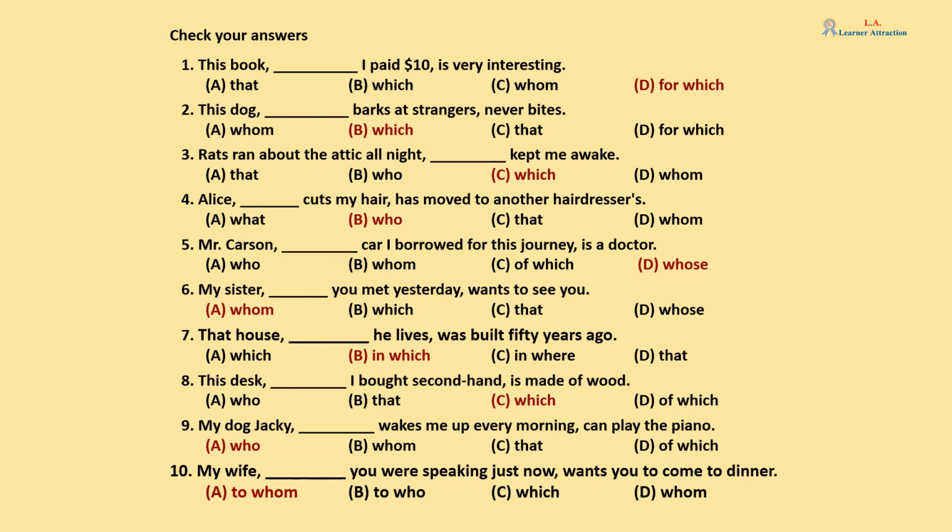Question number 4. B. Who? Alice, who cuts my hair, has moved to another hairdresser's. Question number 5. D. Whose? Mr. Carson, whose car I borrowed for this journey, is a doctor. Question number 6. A. Whom? My sister, whom you met yesterday, wants to see you.